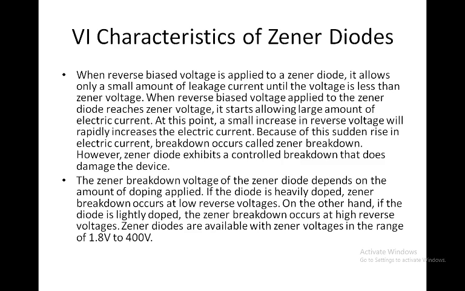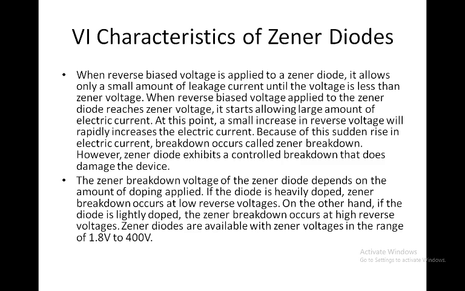That's the VI characteristic of a Zener diode. When reverse voltage is applied to a Zener diode, it allows only a small amount of leakage current until the voltage reaches the Zener voltage. When the reverse bias voltage applied to the Zener diode reaches the Zener voltage, it starts allowing a large amount of electric current. At this point, a small increase in reverse voltage will rapidly increase the electric current. This breakdown is called Zener breakdown. However, a Zener diode exhibits a controlled breakdown that does not damage the device.